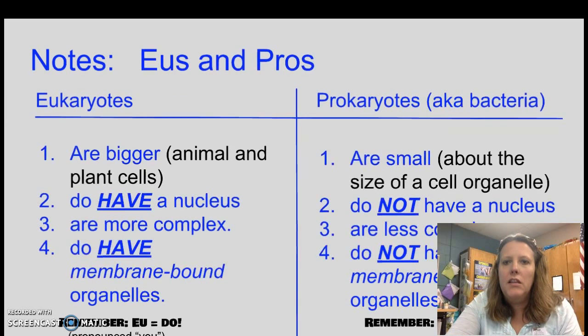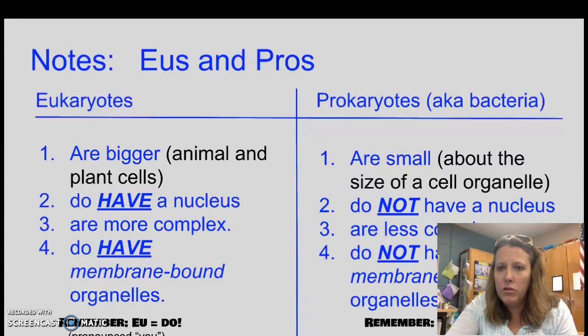Okay. These are the important things that you need to know. Eukaryotes are bigger, and if it's in blue, it's something that you should write down. They are bigger. They're things like animal and plant cells. There's also some fungus and protists that are in this category. They do have a nucleus. They are more complex, and they do have membrane-bound organelles. So you can remember eu rhymes with do. So eukaryotes do have all these things.